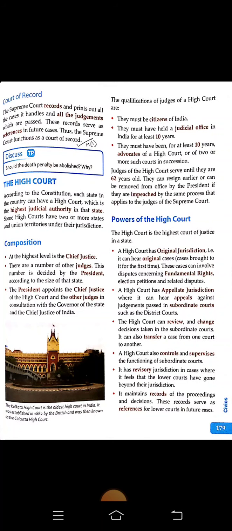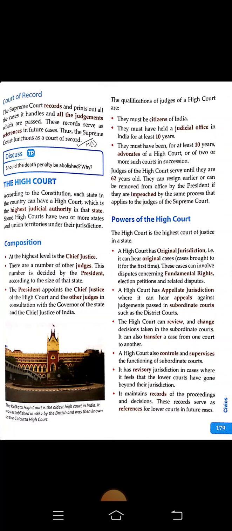According to the Constitution, each state in the country can have a High Court, which is the highest judiciary authority in that state. Some High Courts have two or more states and union territories under their jurisdiction. What is the composition? At the highest level is the Chief Justice.